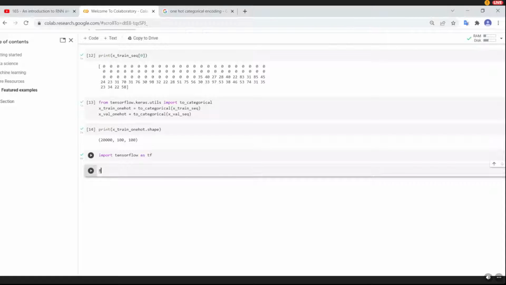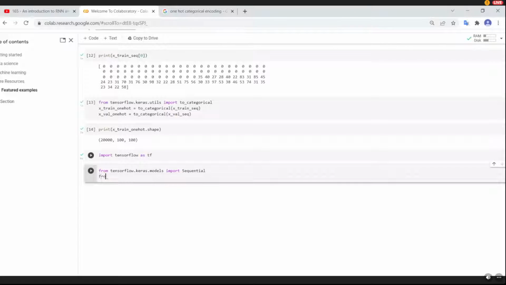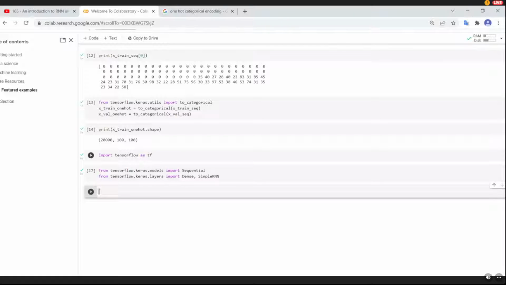From tensorflow.keras.models, import Sequential. From tensorflow.keras.layers, import Dense, SimpleRNN. You might be wondering what Sequential and Dense are. We already know what RNN is. It's the recurrent neural network that we talked about in the video.